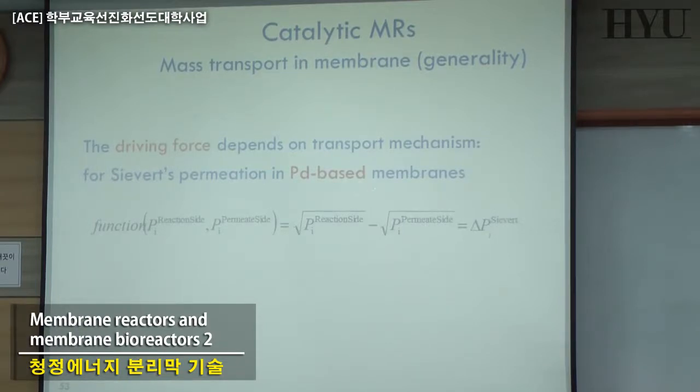The Sievert permeation is telling you that the flux across your membrane is proportional to the square root of the pressure of the system. So you have this kind of relationship in which this driving force is equal to the square root of the partial pressure of the species i on the reaction side minus the square root of the pressure of the same species on the permeate side.